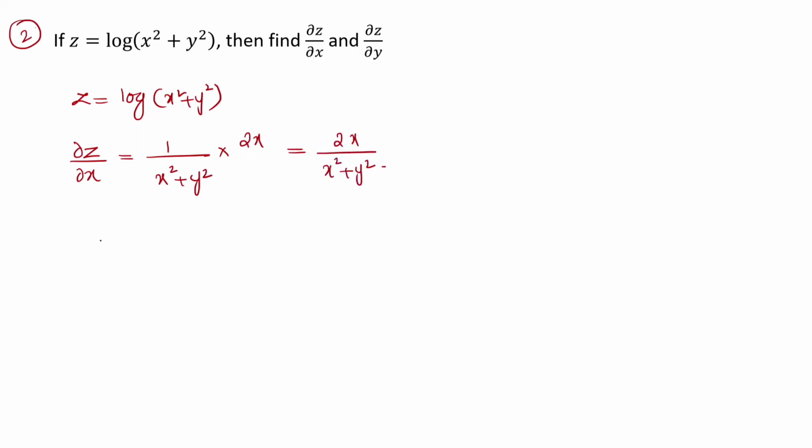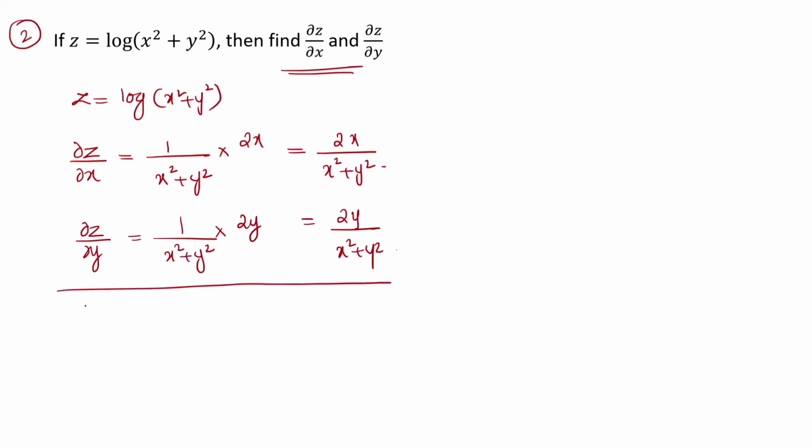Then we will take its other derivative with respect to y, dou z by dou y. Similarly we can have 1 by x square plus y square as in the first one into derivative of x square plus y square with respect to y. Derivative of x square is 0 and with respect to y derivative of y square is 2y, isn't it? Therefore it is 2y divided by x square plus y square. Now this is the question where we can find its second derivative also. Second derivative means dou square z by dou x square and dou square z by dou y square.